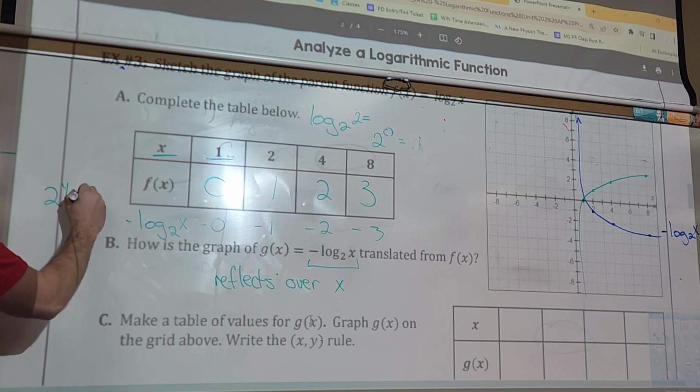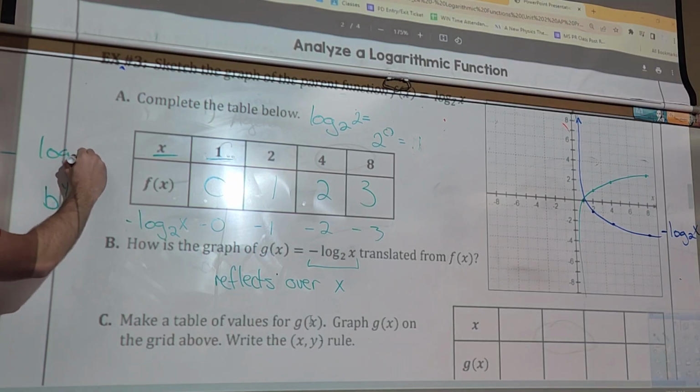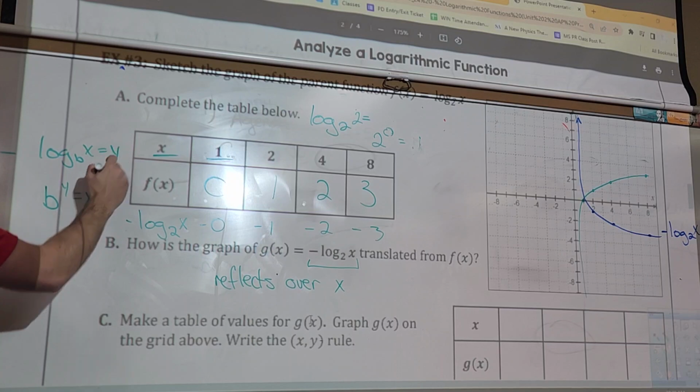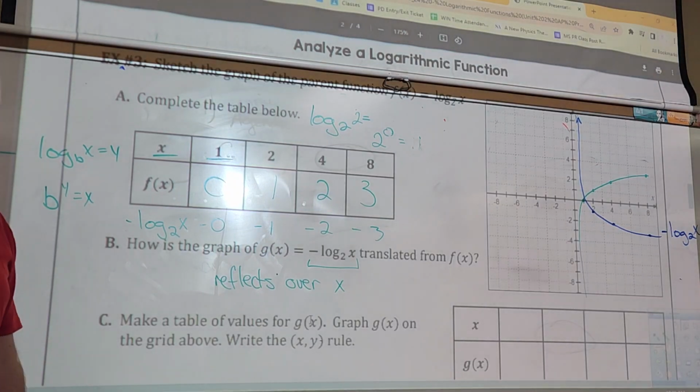Think about it as 2 to the y equals x. It's your base. I'll just write log b of x equals y. It's b to the y equals x. Yeah, this comes up a lot. Yes, if you don't have a calculator.